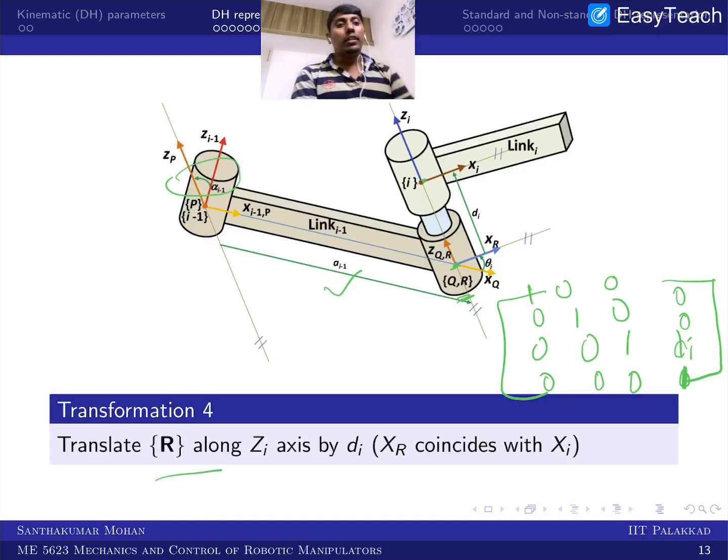Then a new coordinate frame has come, that is Q. The Q and I frames are oriented apart and distance apart. So I rotated about z_i and get the angle called the joint angle theta_i. So now the Q frame becomes the R frame. Now R and I are just distance apart, so I translated along the z axis.